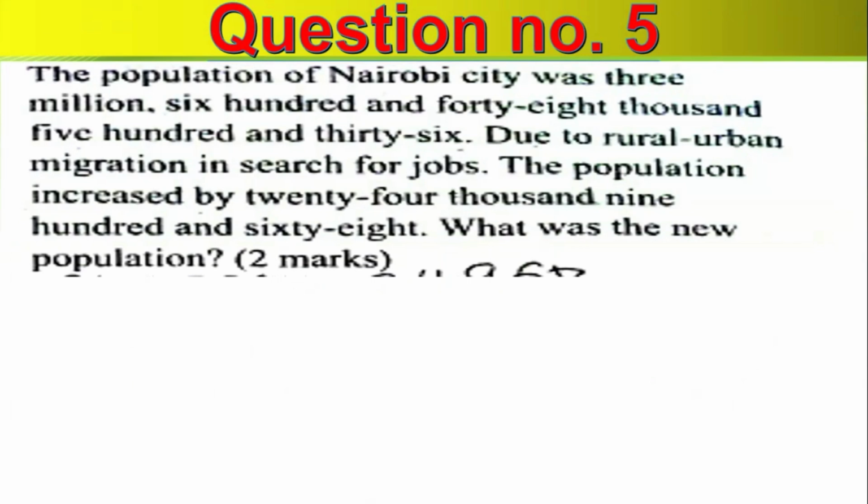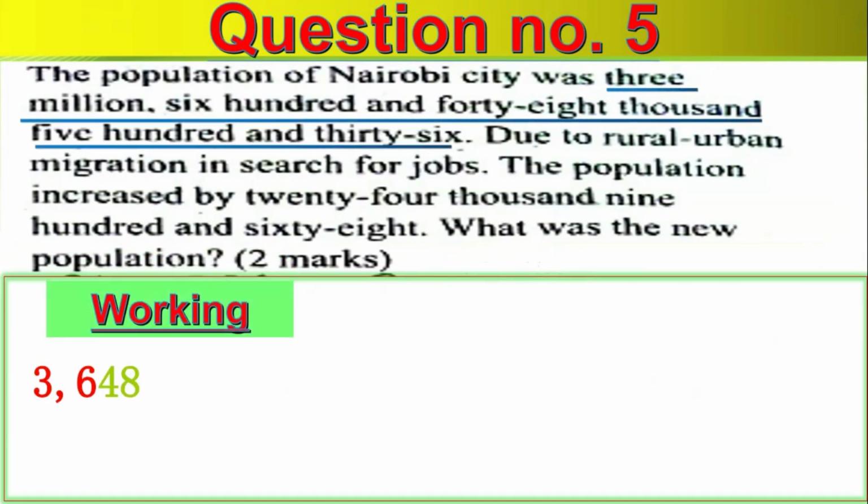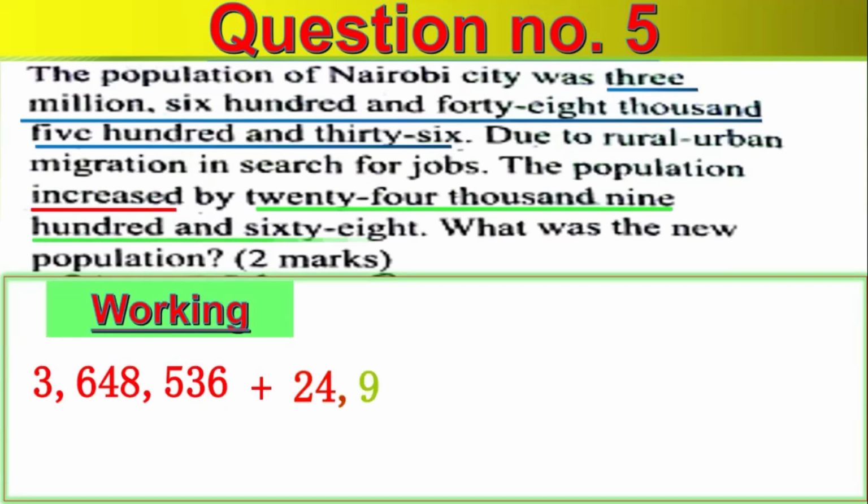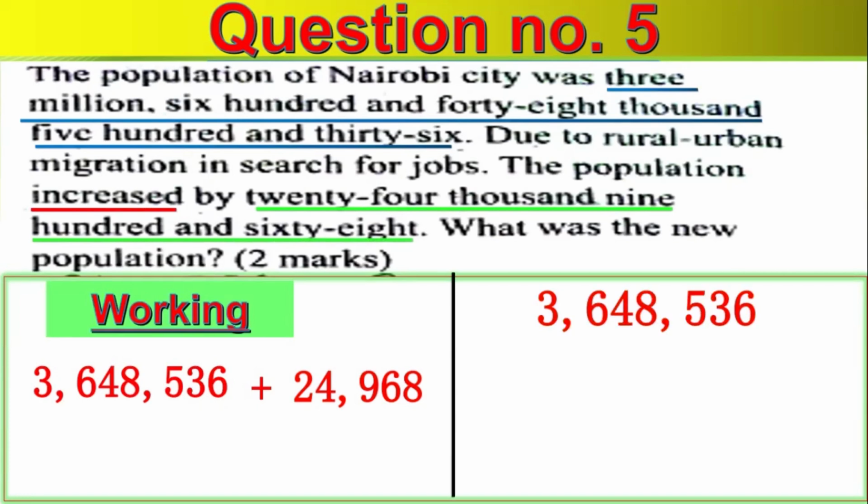The population of Nairobi City was 3,648,536. Due to rural-urban migration in search for jobs, the population increased by 24,968. What was the new population? So this is 3,648,536. Then due to rural-urban migration in search for jobs, the population increased. To increase is to add. Increased by 24,968. So that was it. Very simple. What this question was testing is conversion of words to figures, writing numbers in words to figures or symbols.